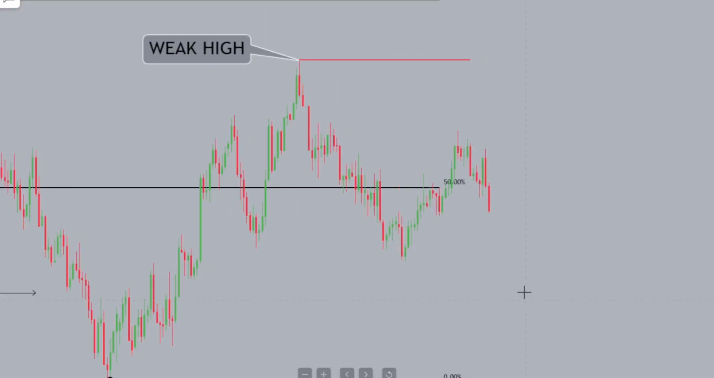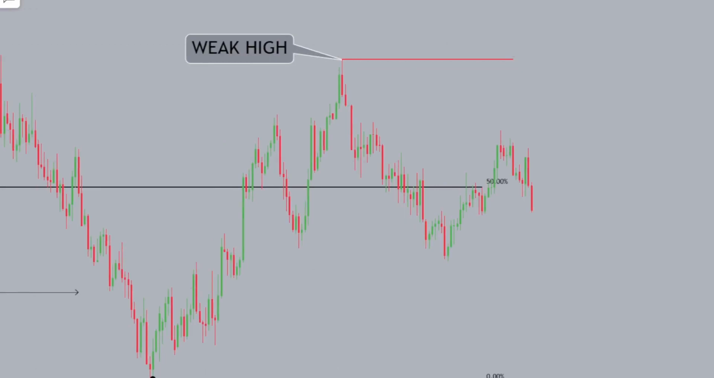Now the next drawn liquidity, very similar to the weekly time frame, is that we have a weak low down here. Now what makes this a weak low?